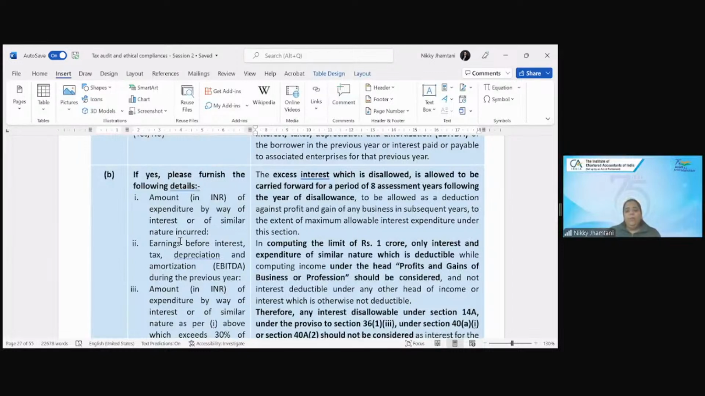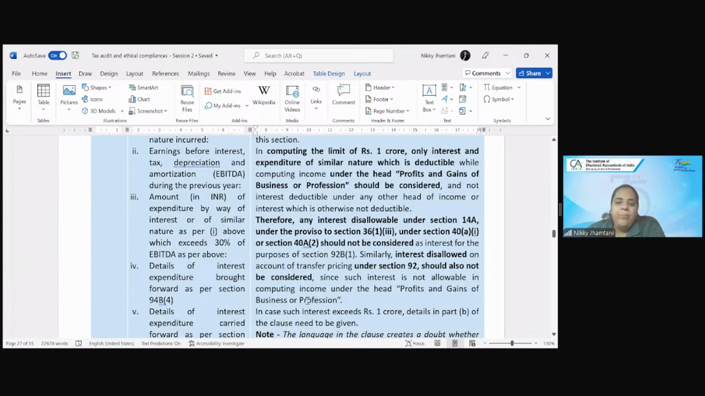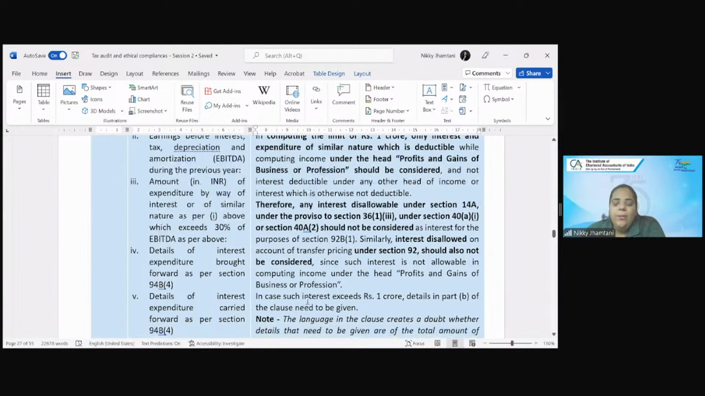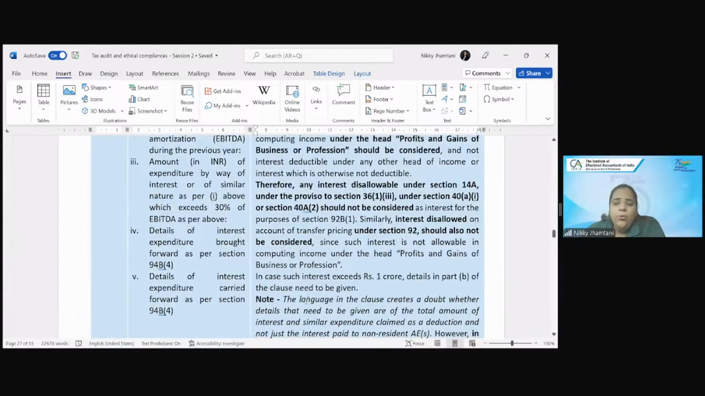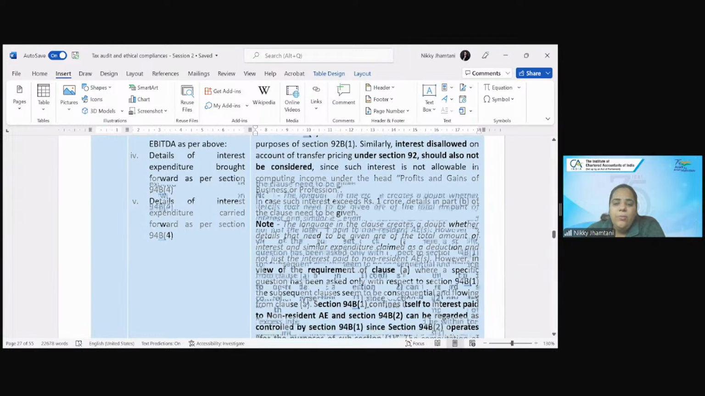In computing the limit of rupees 1 crore, only interest and expenditure of similar nature which is deductible should be considered and not interest deductible under any other head of income. Therefore, any interest disallowable under 14A, 36(1)(iii), 40(a)(i), or 40A(2) should not be considered as interest for the purpose of section 94B(1). Similarly, interest disallowed on account of transfer pricing under 92 should also not be considered since such interest is not allowable in computing the income under PGBP. In such case, if such interest exceeds rupees 1 crore, details in part B of the clause need to be given.